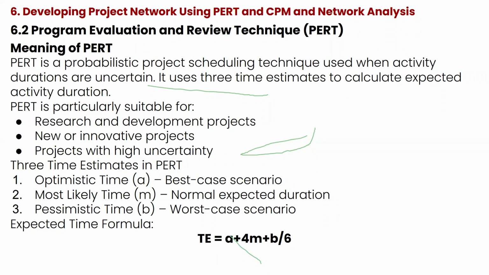In mathematics, when you have an alphabet A, automatically you look at it as representing 1. So 1 times A is A. So you have 1 plus 4 plus 1 times B, which is also B. So we give you 6. So you are looking at the average of the optimistic time plus the most likely time plus the pessimistic time, divided by 6, which will give you the expected time of completion for that activity.